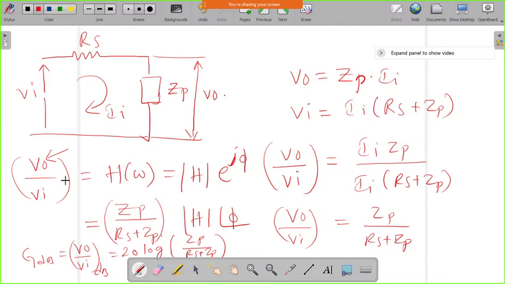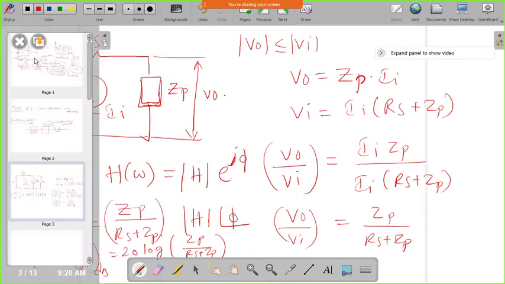So in practical circuits, V naught is always less than Vi, or the best possible thing is that the same Vi will appear at V naught. So for all passive circuits, V naught is always less than or equal to Vi, in magnitude. Now if the shunt element, Zp, contains an inductor or even a capacitor, what will happen?